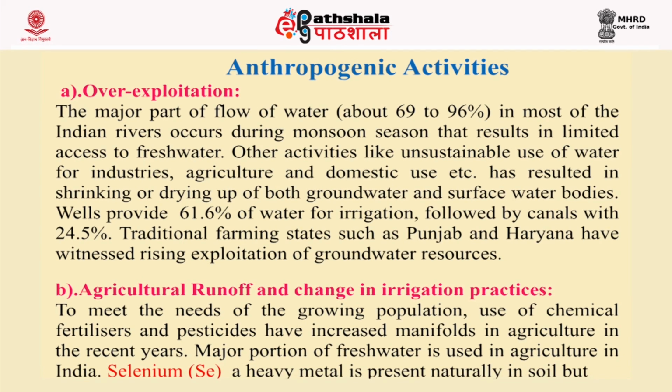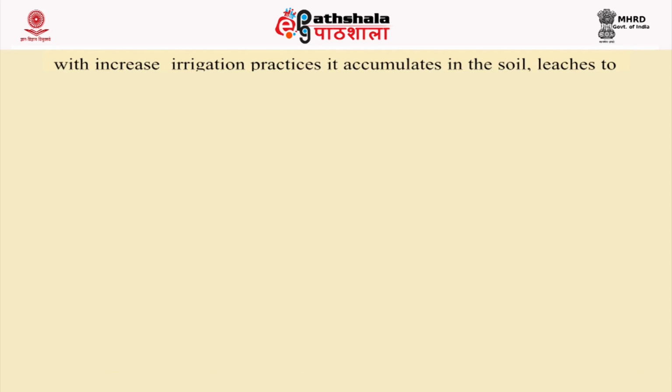Second factor is agricultural runoff and change in irrigation practices. To meet the needs of the growing population, use of chemical fertilizers and pesticides has increased manifold in agriculture in the recent years. Major portion of fresh water is used in agriculture in India. Selenium, a heavy metal, is present naturally in soil, but with increased irrigation practices, it accumulates in the soil, leaches to groundwater and causes toxic effects.